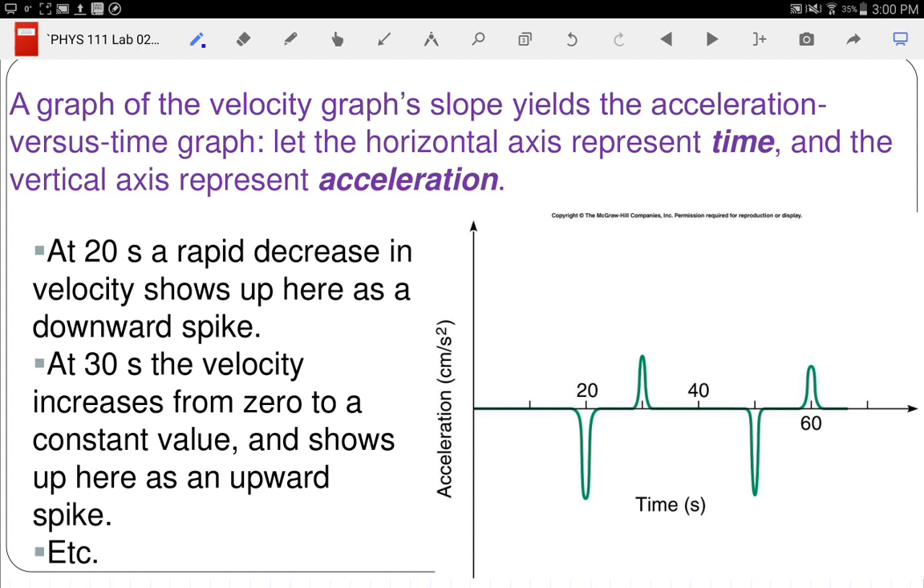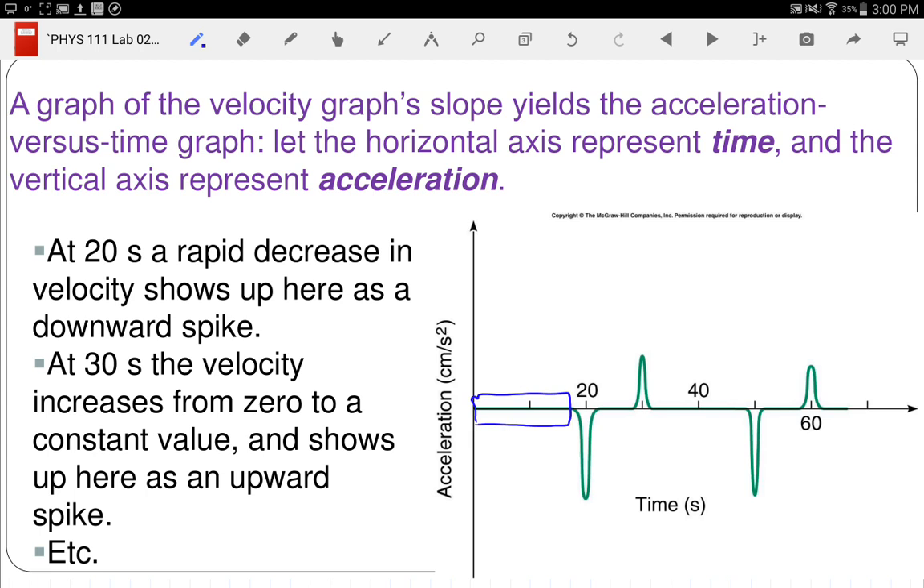Now, changing to acceleration versus time. What could you tell me is going on from here to here? That's all you can tell me. All you can say is constant speed. That speed could be 0, could be 100 miles an hour. I don't know. Don't have that kind of information here. I just know it's constant speed.